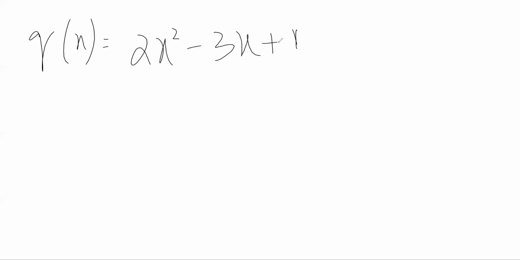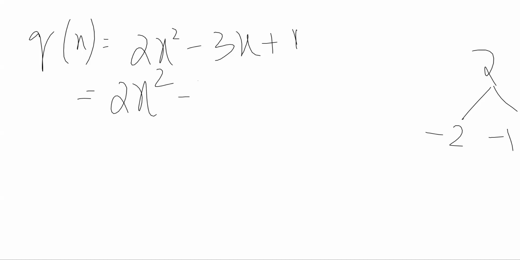So how will you factorize? We have 2 in front, that is the coefficient of x square. So you separate the middle term in such a way that you get minus 3. When you multiply minus 2 and minus 1, you get 2, and when you add these two, we get minus 3x. So it leads to 2x square minus 2x minus x plus 1.